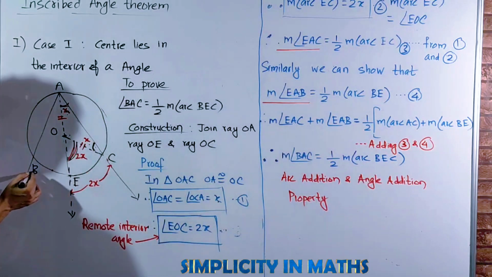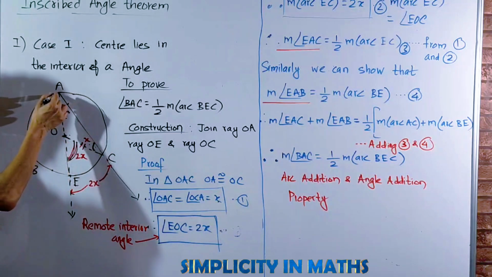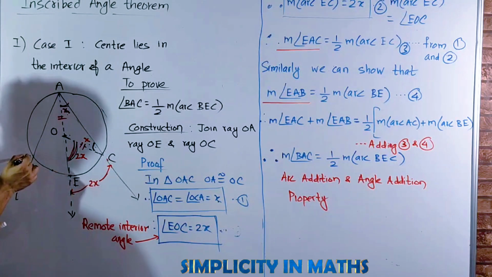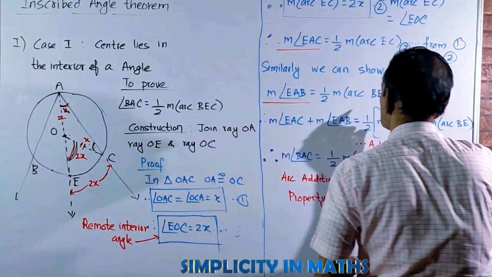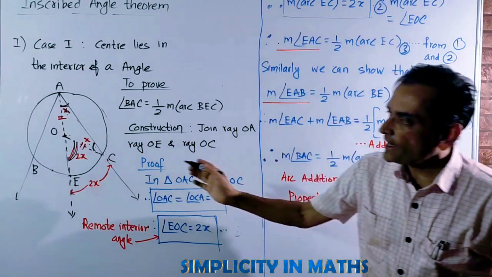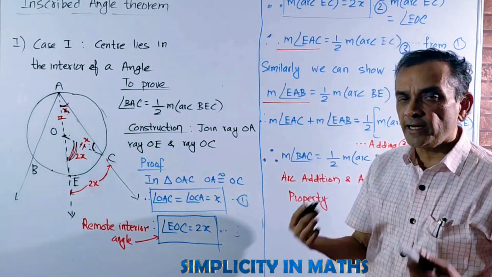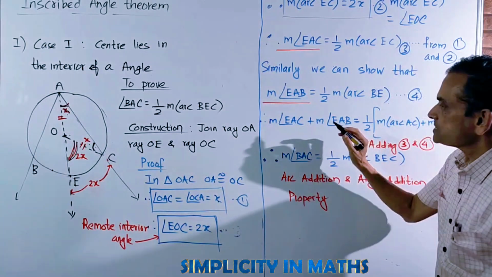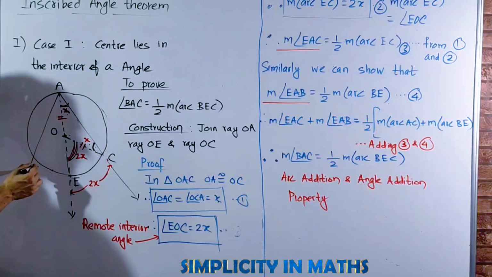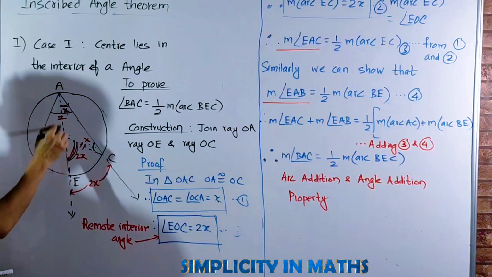Now we come to this side. This side is done. And similarly, what can we say? Measure of angle EAB is equal to half the measure of arc BE. Similarly, if you go to the right hand side and join this, you can prove that also. But there is no need to prove it because the theorem is already quite lengthy, right? So similarly, this angle EAB is equal to half the measure of arc BE. Call that equation 4. So EAC is done, EAB is done.